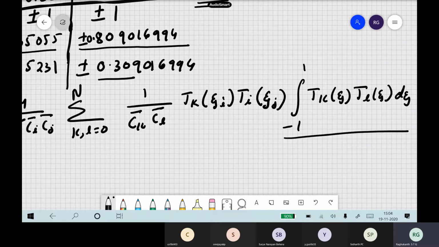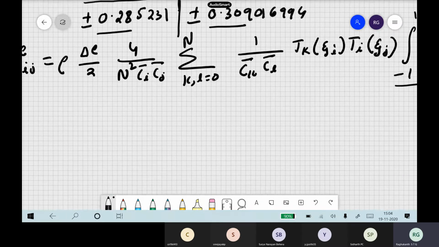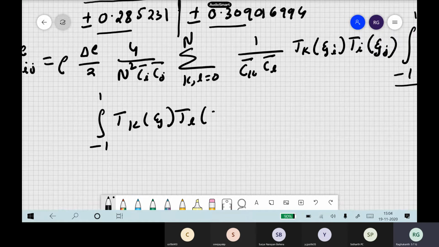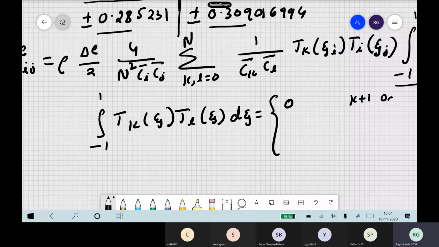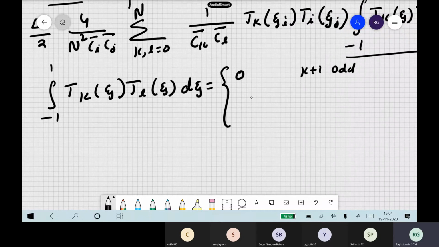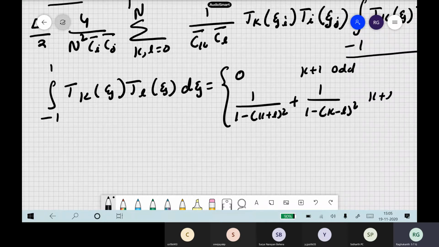The value of this integral is available in closed form. The integral from minus 1 to 1 of Tk of psi and Tl of psi d psi is equal to 0 when k plus l is an odd number, and when it is an even number it is 1 by 1 minus (k plus l) whole square plus 1 by 1 minus (k minus l) whole square. So when k plus l is even, this is our mass matrix.